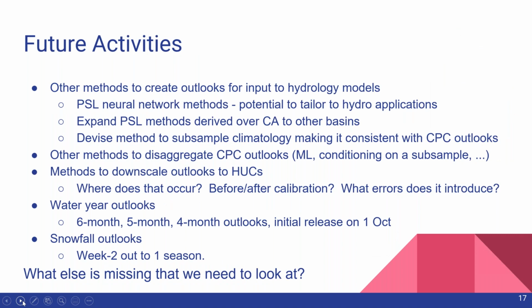There's a bunch of different methods on here we're going to work with. Physical Science Laboratory has a couple of neural network methods to provide our RFC forecasts, or hydrological forcings. We're going to potentially devise methods of subsampling climatology so that they're consistent with the CPC outlooks. We're also going to look at where we can do any kind of downscaling. Should we do it on hydrologic units, or should we do it on the spacing of the model grid? We're potentially looking at snowfall outlooks, seasonal snowfall outlooks, week 2 snowfall outlooks, and I want to hear also about what else we're missing that we might need to look at. Next slide.